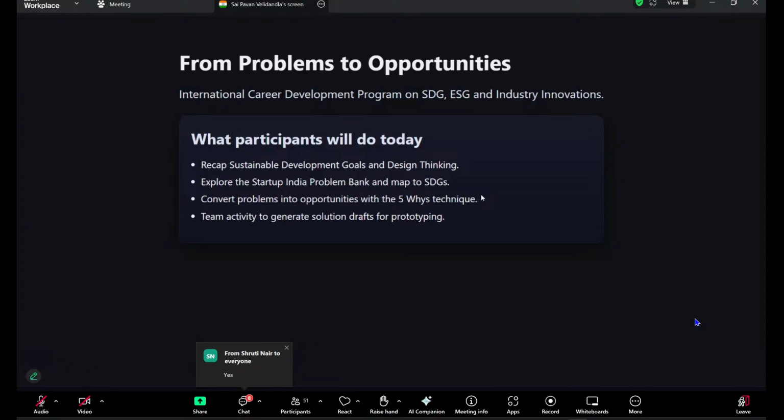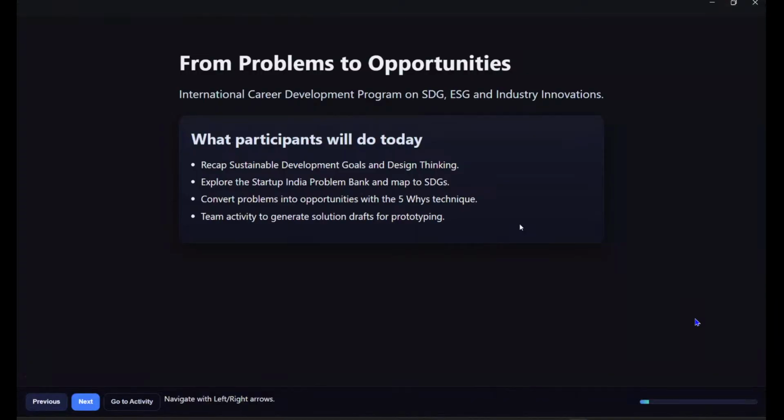So the title itself is very interesting today. From problems to opportunities, right? From the last 2 days, we have been discussing SDGs and design thinking and everything. But today, our focus will be on where we can identify the problems and how we can turn them into opportunities. When we're talking about the problems, we are specifically talking about the SDGs, that too, the list given by Startup India directly.